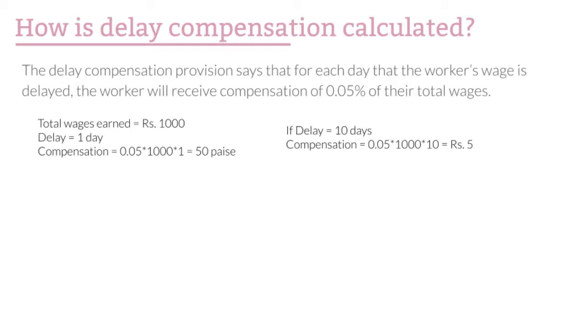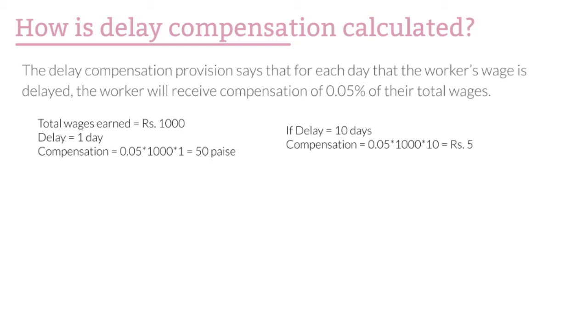The Act also has a provision for penalties to be paid to the worker if their wages are delayed beyond 15 days so that delays are minimized or at least compensated for. The delay compensation provision says that for each day that the worker's wage is delayed, the worker will receive compensation of 0.05% of their total wages. For example, if the worker has earned ₹1,000 in wages and there is a delay in getting the money by 1 day, then the worker is entitled to a compensation of 50 paise.